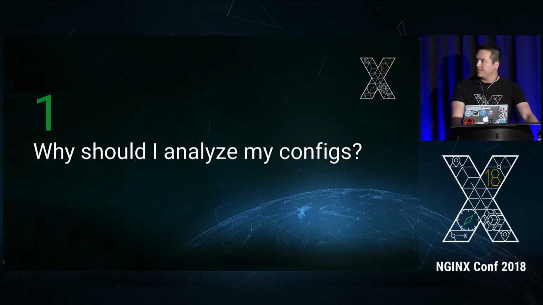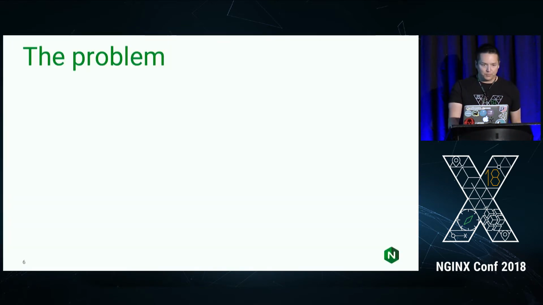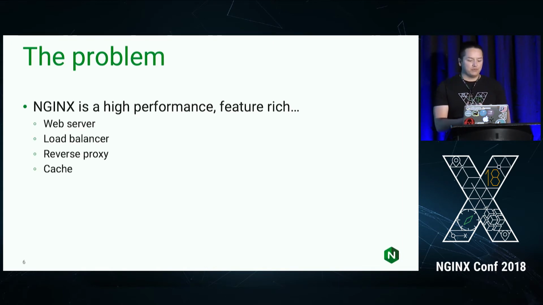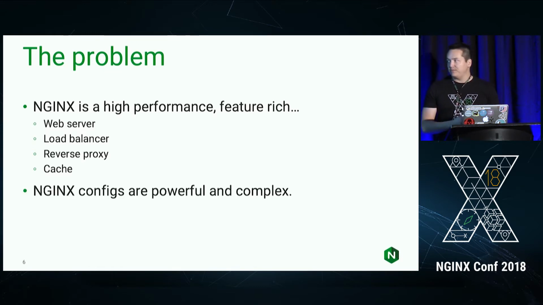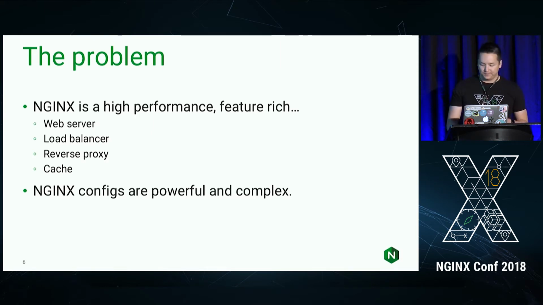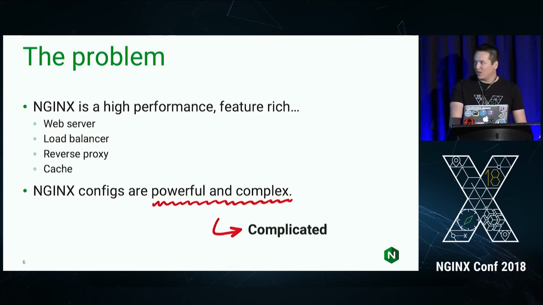So first, why should I analyze my configs? The problem. NGINX is a high-performance and feature-rich web server, load balancer, reverse proxy, cache. So it's not just any one thing, and it does a whole bunch of things. And if you're like me, you're probably using NGINX in multiple ways, even in the same app deployment. Because of this, NGINX configs also have to be powerful and complex to be able to express all these different conditions of which you want to use NGINX. And if you really think about it, powerful and complex is just a nice way of saying complicated.